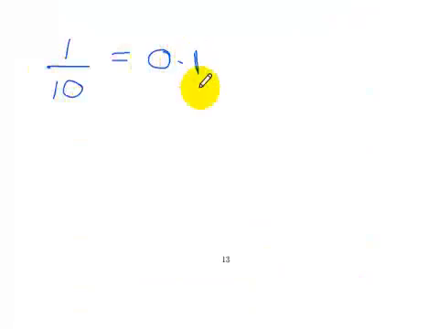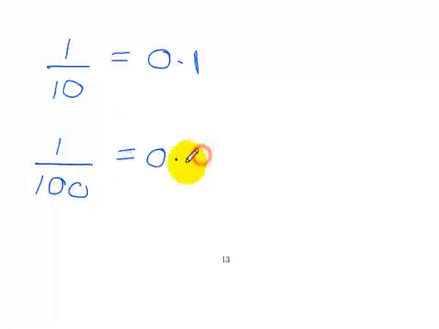Such as 10, 100, 1000. For example, 1 over 10 has only one zero in the denominator, so you can put only one decimal place. You can express it as 0.1. For 1 over 100, this is 10 to the power 2. There are two zeros, so you can put two decimal places here.